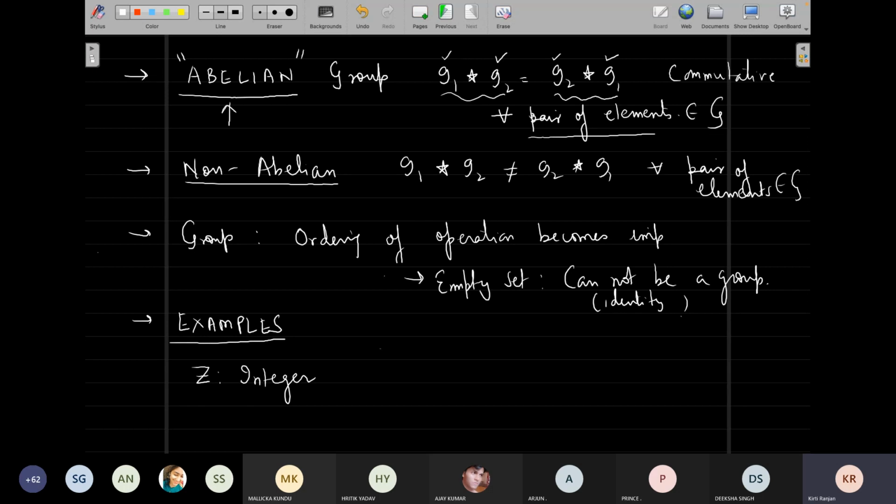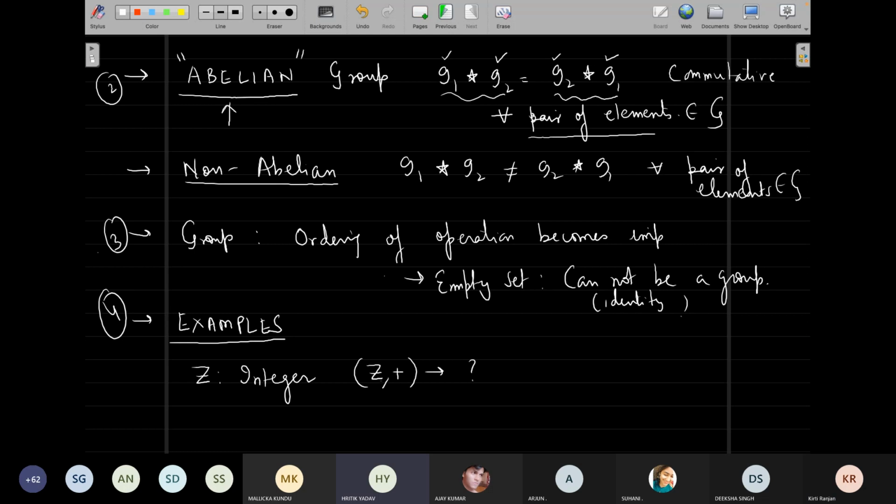Okay, examples. Z, integers. Can I ask you whether integers is a group? Can I even ask this question? Sir, under which operation? So we need an operation. I need a binary operation, right? So let me say Z under this. Is this a group? What is this group? The set of integers with ordinary addition of integers as the binary operation. Is this a group? Yes, sir.